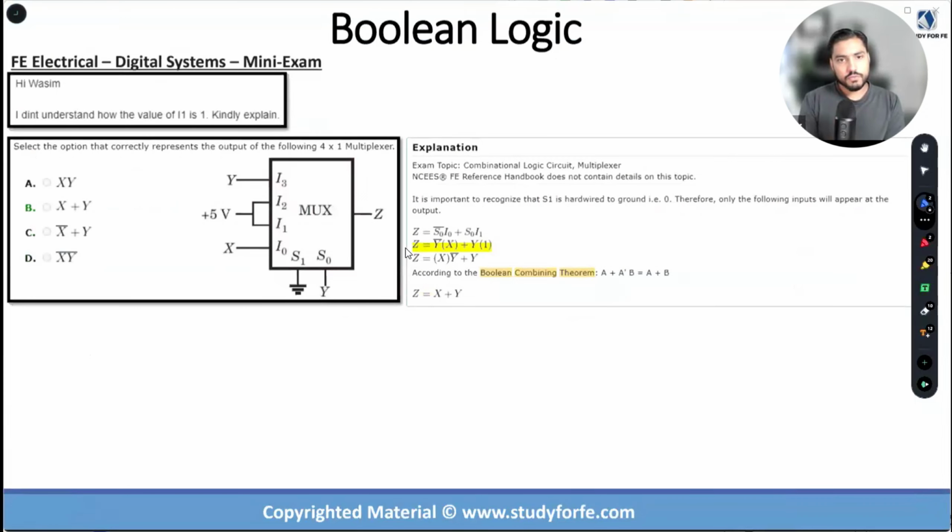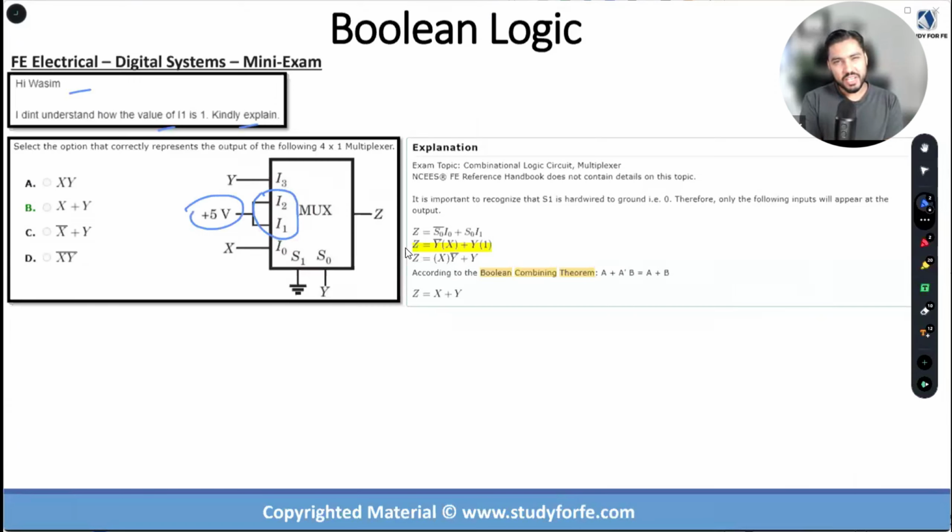So let us start with this first topic that I would categorize as Boolean logic. And this is coming from a question in the mini exam within the course. And the student is asking a very simple, straightforward question. The student is saying, "Hi, Wasim, I didn't understand how the value of I1 is 1. Kindly explain." So this is a multiplexer problem from the mini exam. And you can see that I1 and I2 are hardwired to a plus 5 volt source.